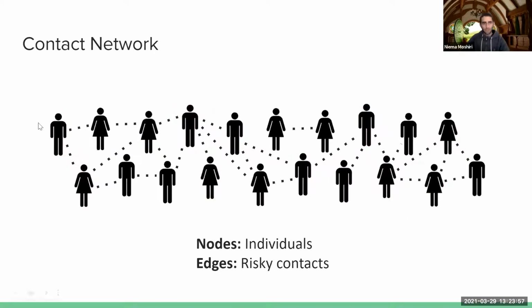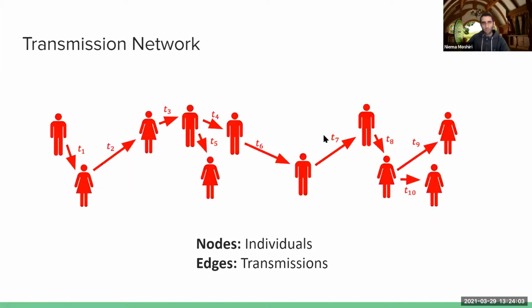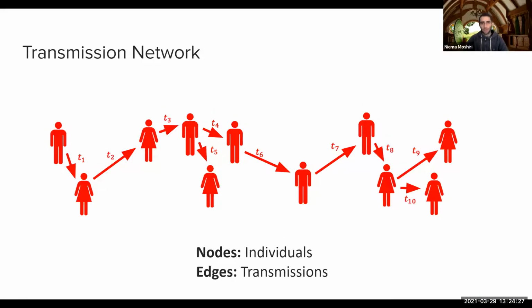So here, this person could have infected this person, could have infected this person, vice versa, all of these different interactions. But in the transmission network, this person did transmit to this person at some time. This person did transmit to this person at some time, and so on and so forth. So basically, we actually have directionality along our connections, where the direction is the direction of transmission, and we have a label on each of these events, which is what time that transmission event occurred.